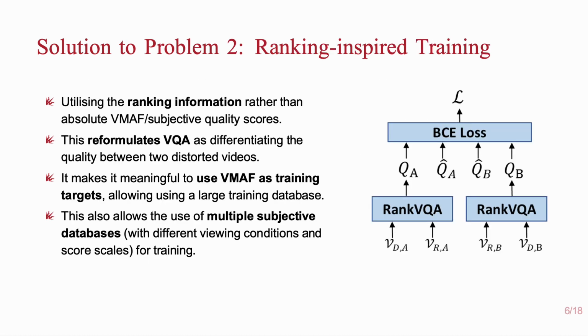For problem two, we utilize the ranking information rather than the absolute values of the VMAF or subjective scores. During the training process, we take two distorted sequences each time. We reformulate VQA as differentiating the quality between the two distorted videos. This makes it meaningful to use VMAF as a training target, allowing the use of a large training database. Ranking-inspired training also allows the use of multiple subjective databases for joint training with different viewing conditions and score scaling.